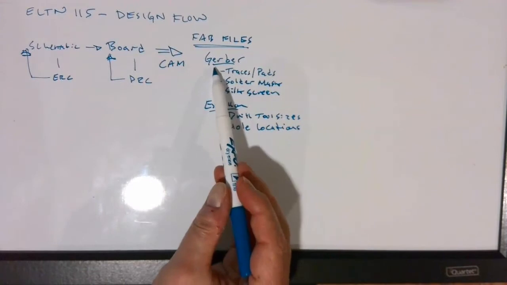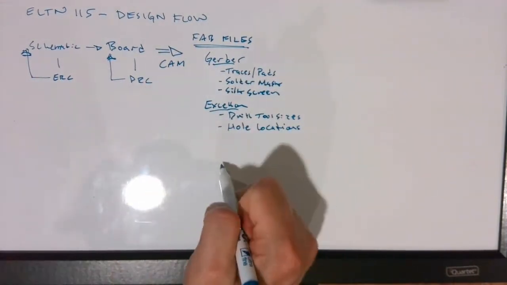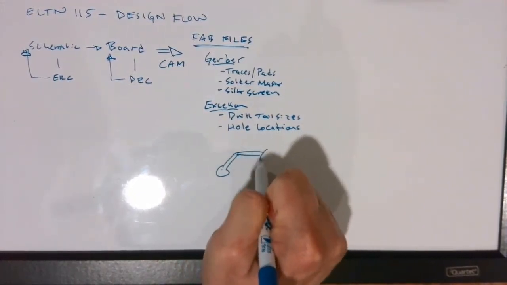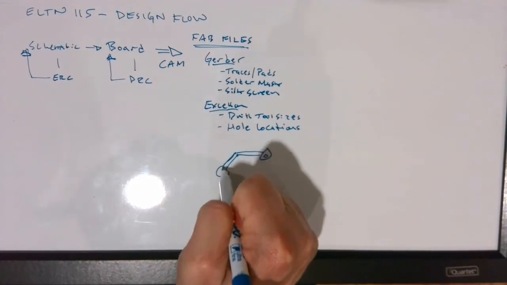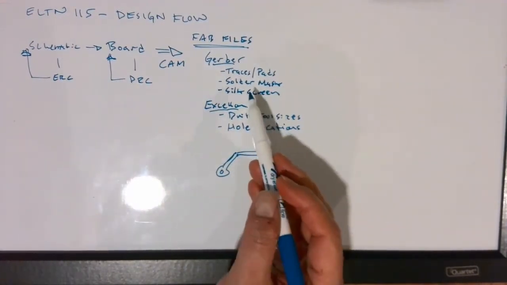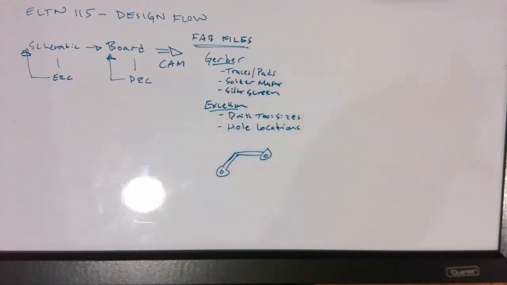Gerber files basically define the traces and pads. On the circuit board, that would define where the pads are, where the traces are, their locations, that kind of information. The solder mask is basically the green covering which masks everything except the areas that need to be soldered. And then the silk screen is the nomenclature, part numbers, values, any printing that you want on your board. That's usually the white layer that you see.